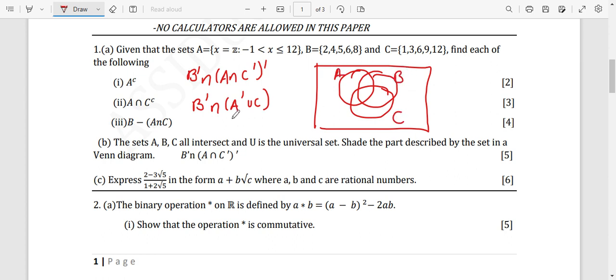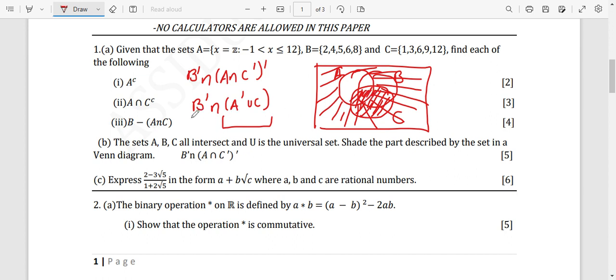Now, friends, I'll start shading this part. A complement union C means what is outside A. So shade everything outside A together with the set C. So everything outside A like that. Together with the set C, meaning that also shade the set C. I've shaded the entire set C, including that part which is in A.